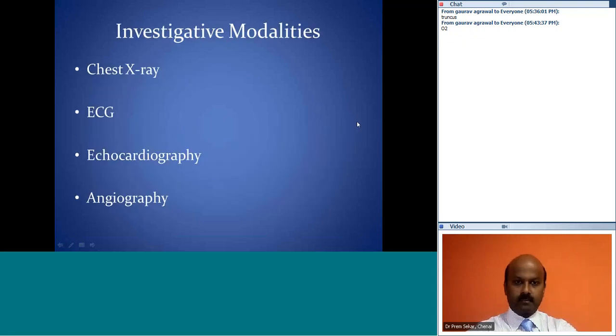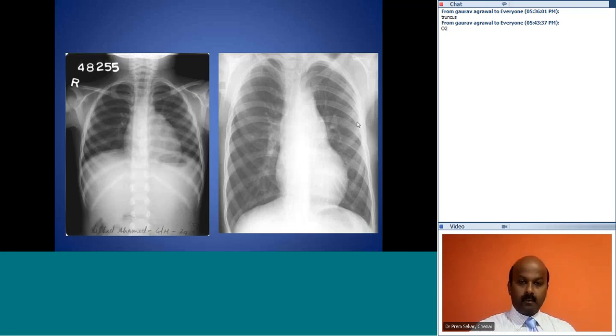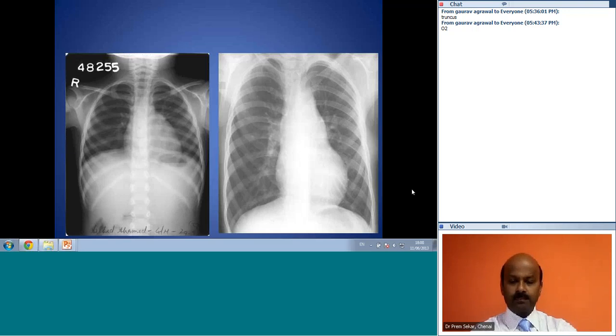So we are moving on to the investigative modalities. We'll be looking at chest X-ray, ECG, echocardiography, and angiography. These are some of the X-rays that are typically found in patients with patent ductus arteriosus. On the left of the screen is an X-ray of a child with a patent ductus arteriosus, and on the right, an X-ray of an adult with patent ductus arteriosus.